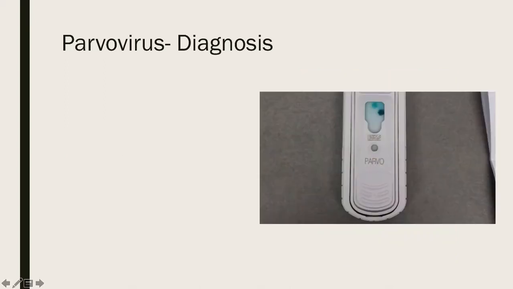How's it diagnosed? Frequently in shelters, it's diagnosed via a cage-side test. We've got our SNAP test that's done on fecal material.